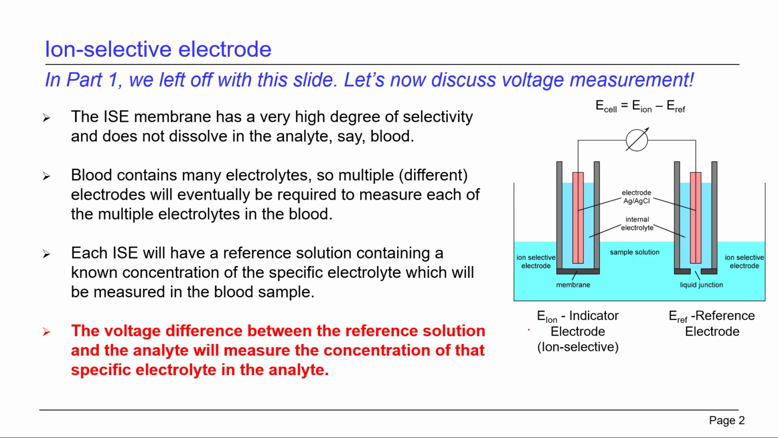In part one, we left off with this slide, and what we discussed was the difference between the reference electrode and the indicator electrode, and that the difference in those voltages would give us the voltage across the cell, which would be the concentration or lead to the concentration of that specific electrolyte in the analyte.